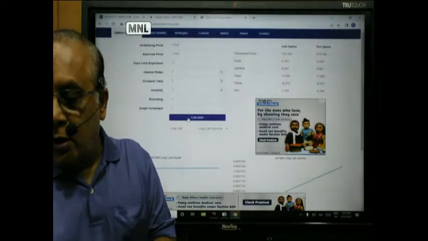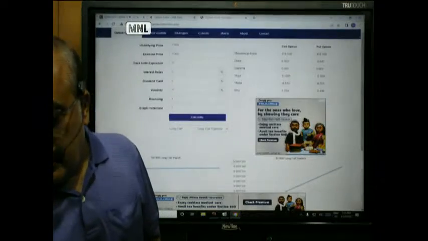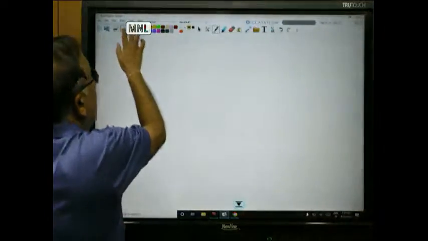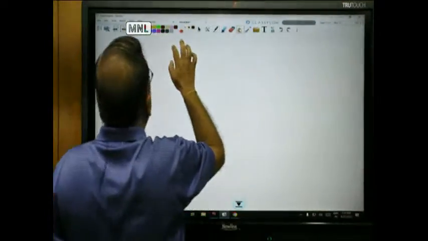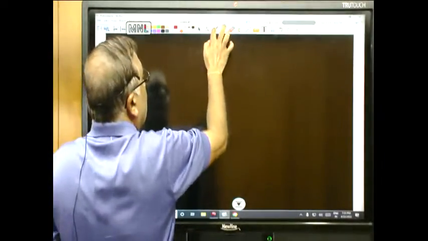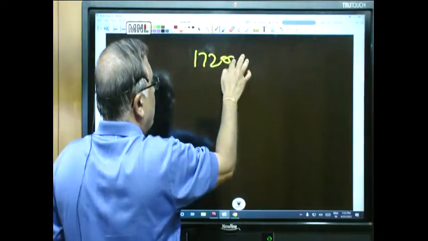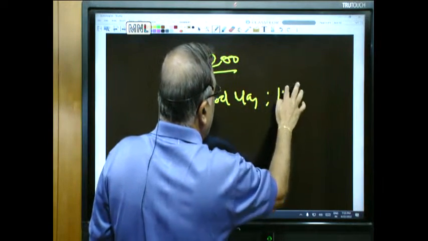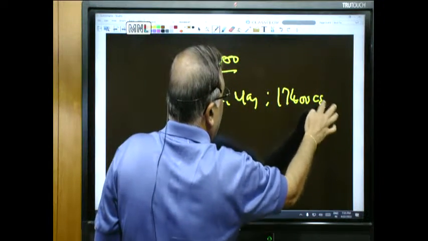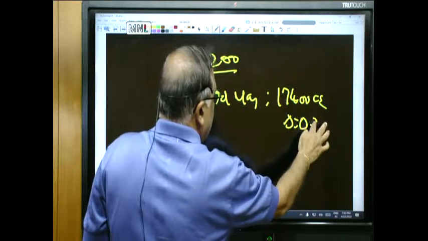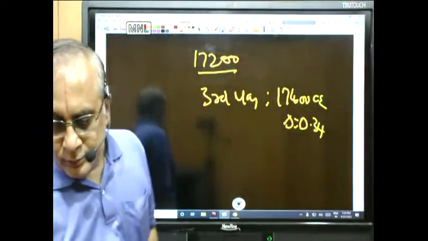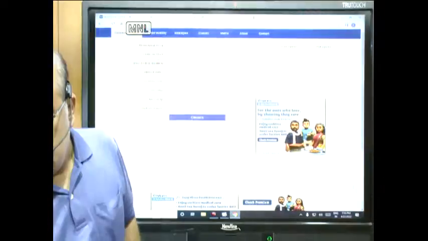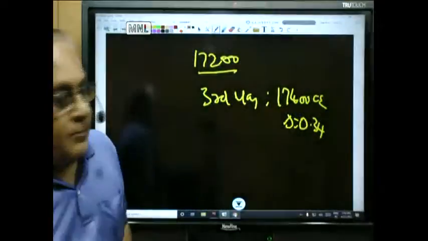Price is 120, 119. So we'll keep it thus. That is delta. Sorry. So now approximately 17,200 futures price. So for 3rd May, we are taking a 17,400 call option, and the delta is 34, I think. That is 35.